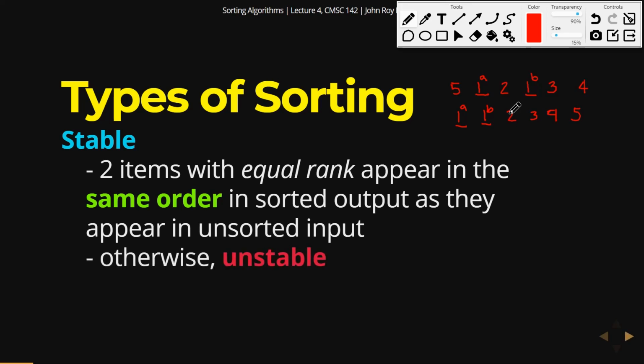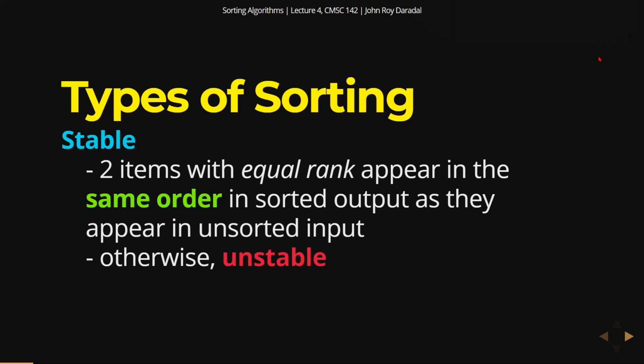Otherwise, if it's something like this, 1B, 1A, 2, 3, 4, 5, then we call this an unstable sorting algorithm because the order changed from the input to the output, even if they are tied, basically in the ranking. Okay, so that is stable versus unstable sorting algorithms.